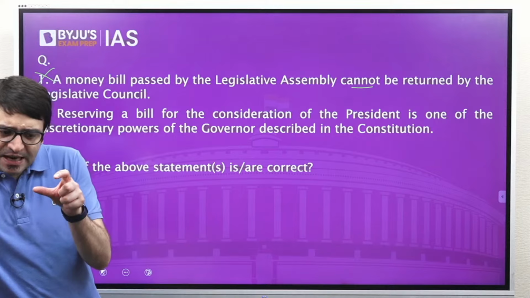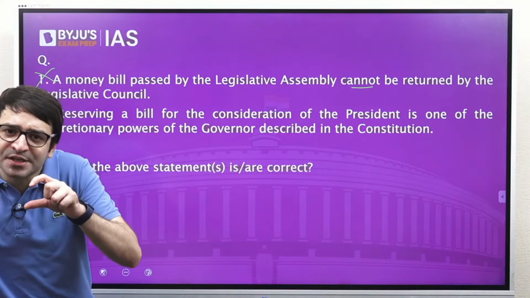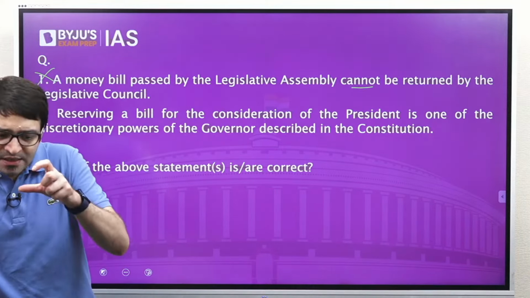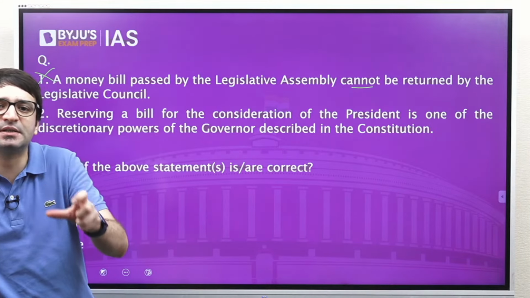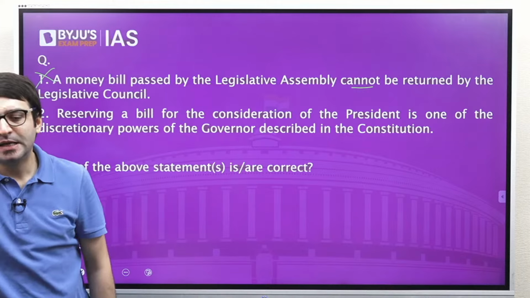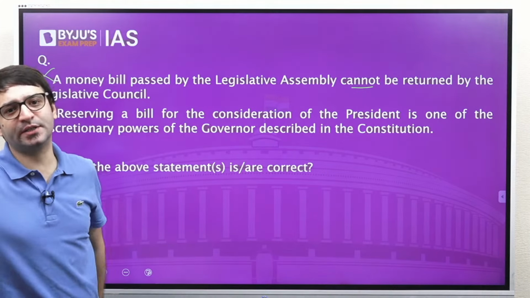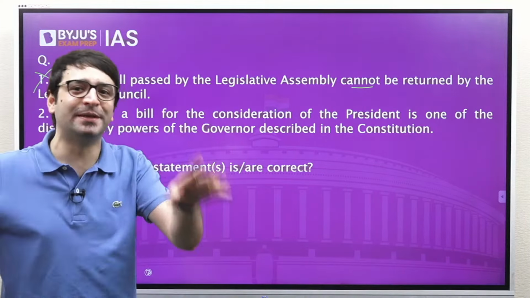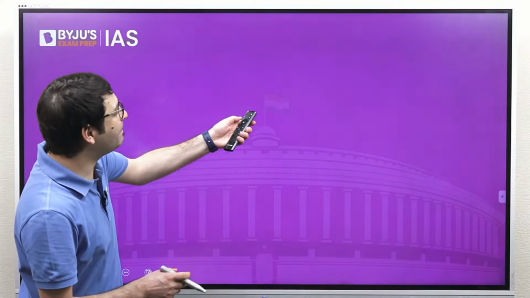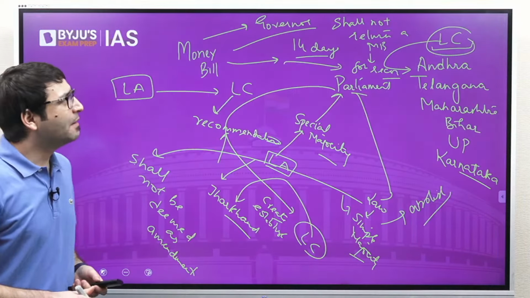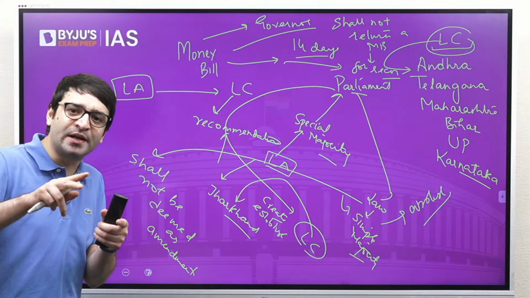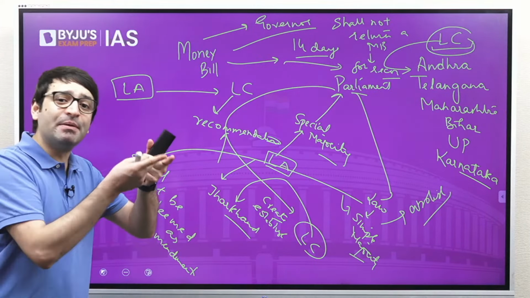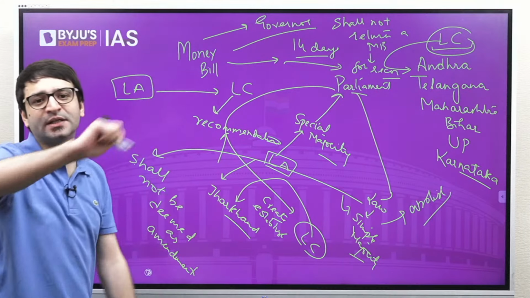The point is that the governor has a discretionary power. And this discretionary power is that he can reserve a bill for the consideration of the President. He can reserve any bill for the consideration of the President, including a money bill. So the money bill is something that we discussed: money bill cannot be returned by the governor for reconsideration, but money bill can be reserved by the governor for the consideration of the President.